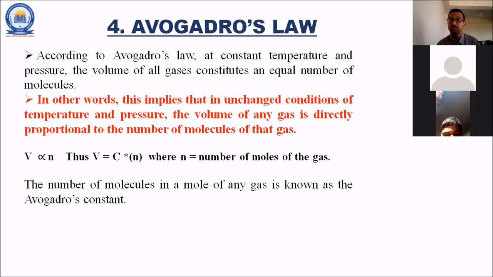So if you have understood the statement perfectly, mathematically we can note down V is proportional to N. Thus we can write down V is equal to C into N, where N represents the number of moles of the gas. The number of molecules in a mole of any gas is known as Avogadro's constant.